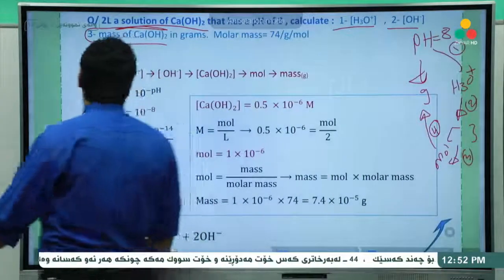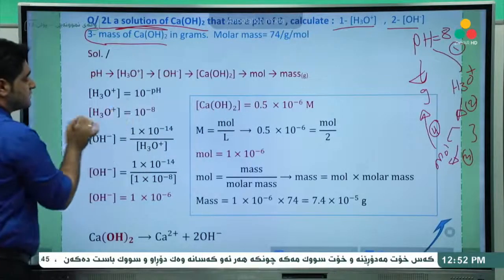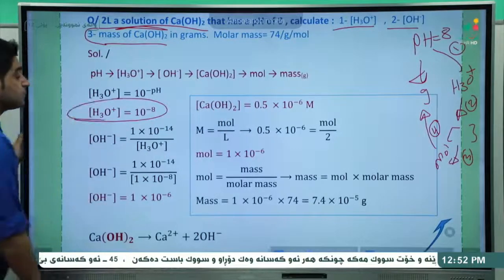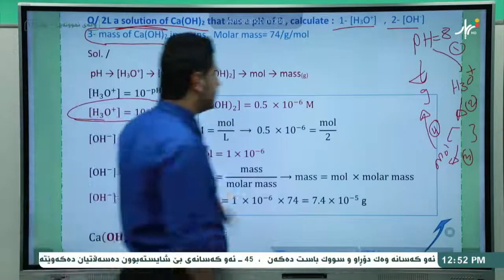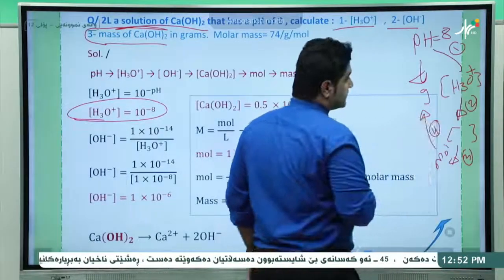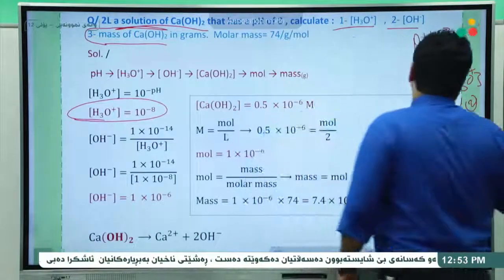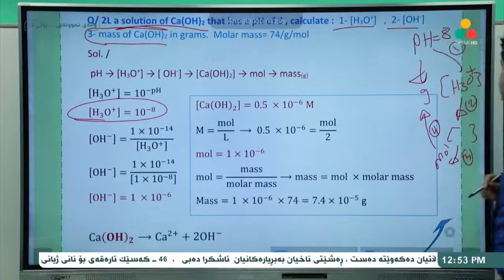How can we get the hydronium ion? If pH is equal to 8, the hydronium ion is equal to 10 to the negative 8. Okay, it's the first step. Well, teacher, now we have the hydronium ion concentration. Next, is the compound a base or an acid? Teacher, the compound is a base.